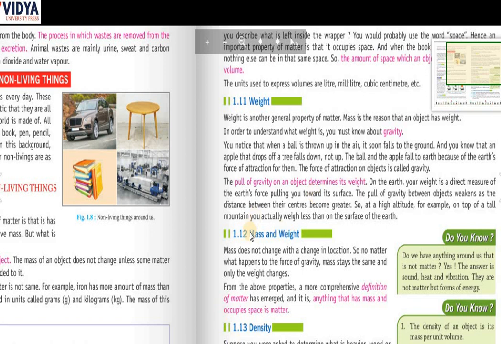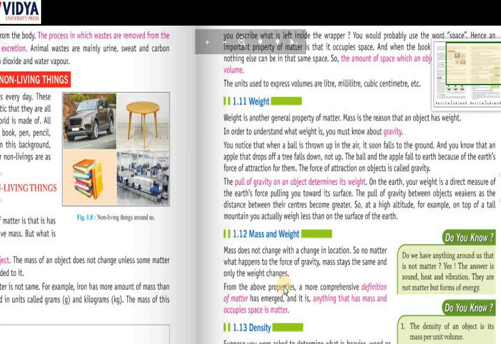Now let's move to mass and weight. Mass does not change with a change in location. So no matter what happens to the force of gravity, mass stays the same and only the weight changes. From the above properties, a more comprehensive definition of matter has emerged: anything that has mass and occupies space is called matter.